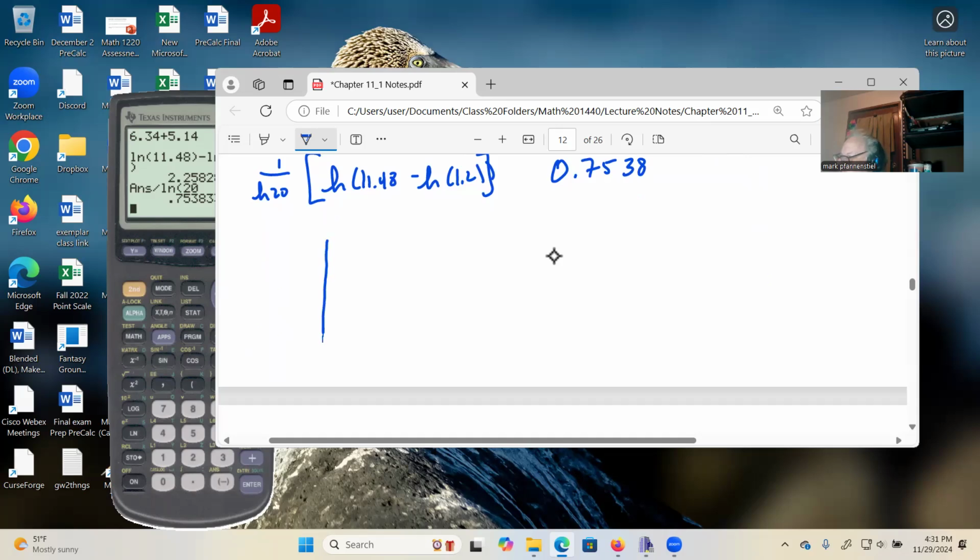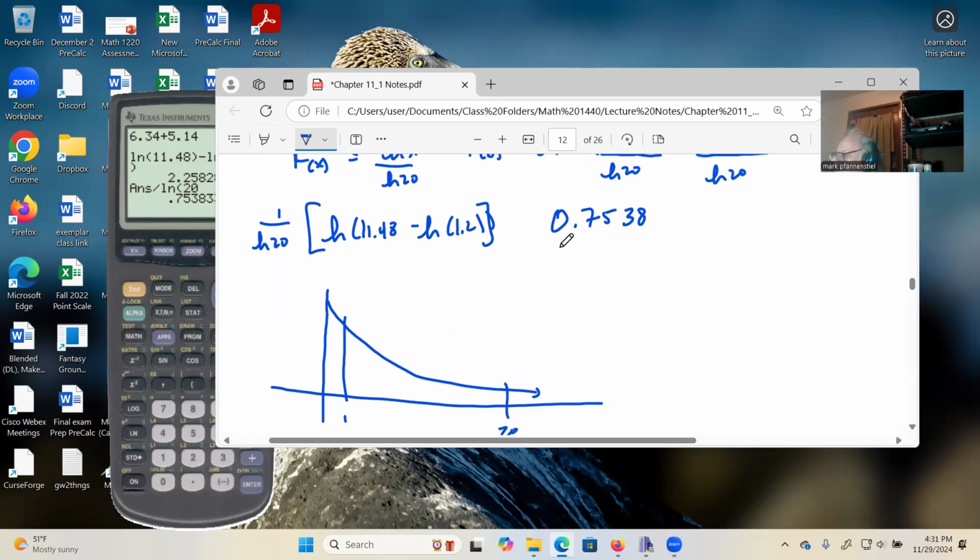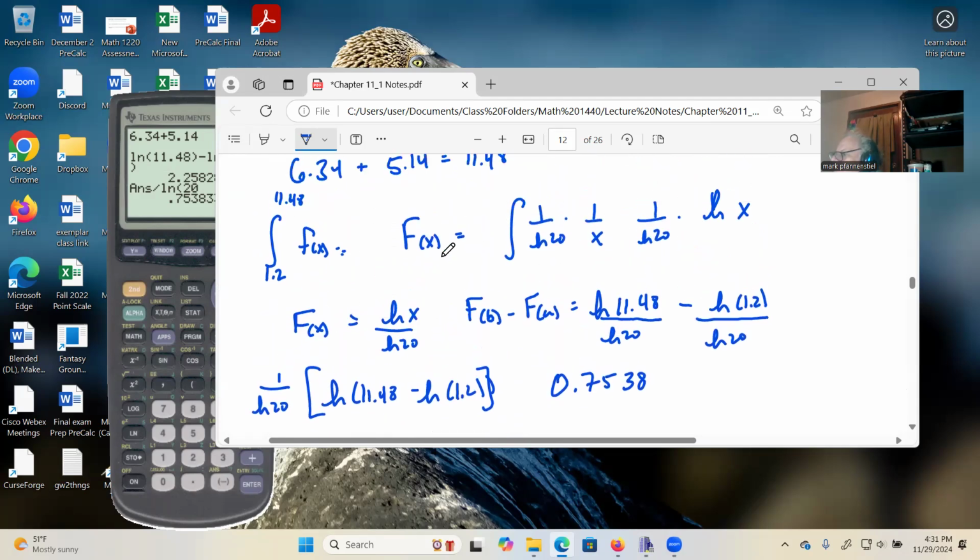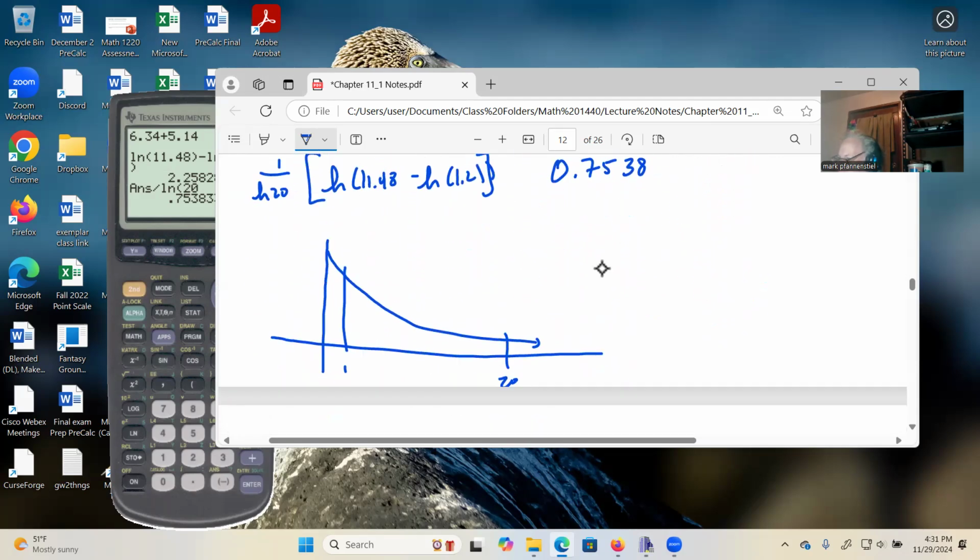What this probability distribution looks like, I know what 1 over x looks like. Something like that. We're going from 1 to 20. Really, we went from 1.2 to 11.48. So we went from about here to about 11.48. We got this probability here. Okay, that area under the curve.